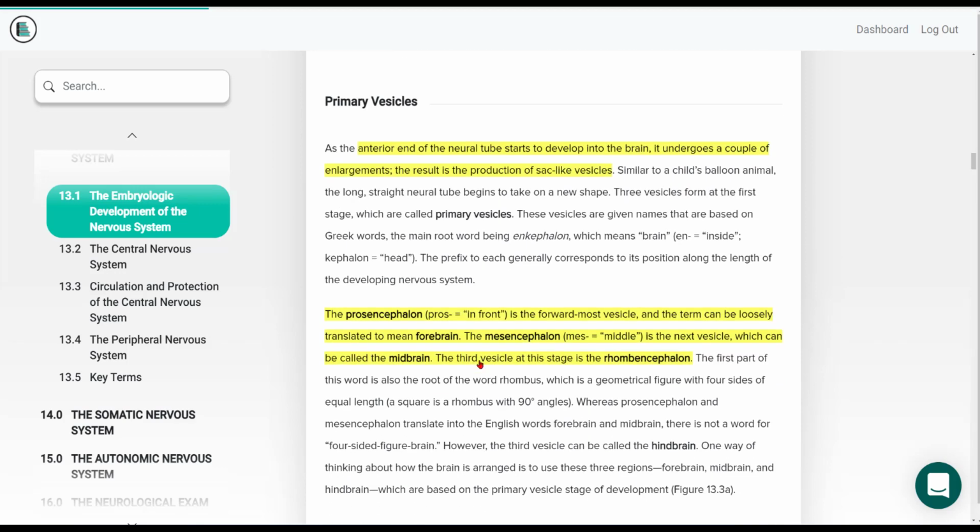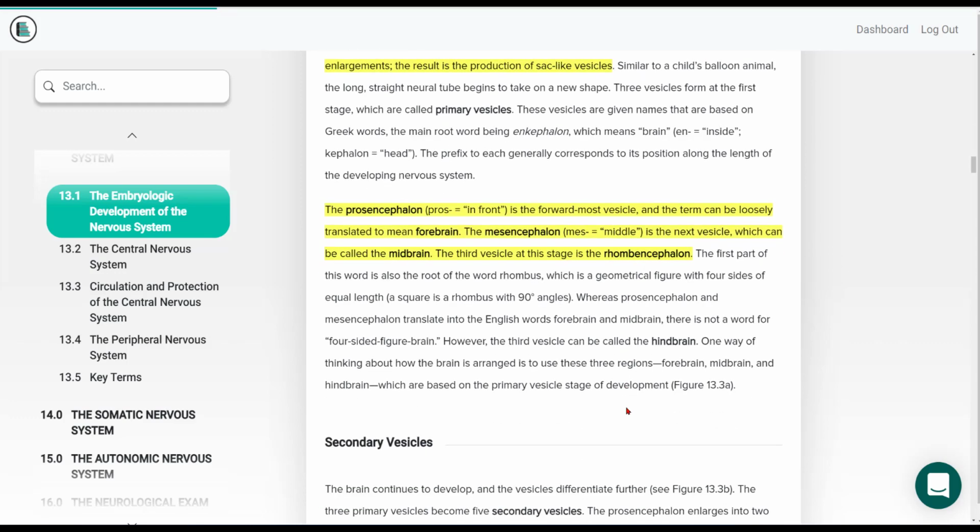So let's take a look at these words. Prosencephalon. Pros means in front of. Mesencephalon. You know that mes means middle. And finally, there's the rhombencephalon. You might recognize this term from geometry class, a rhomboid, right, or a rhombus. And that is a four-sided figure, if you will.